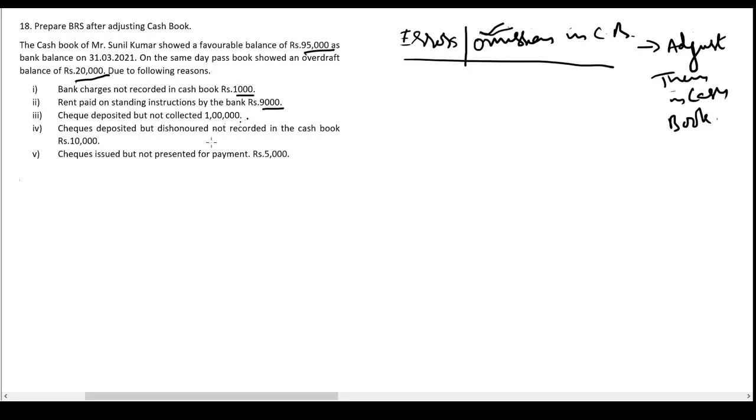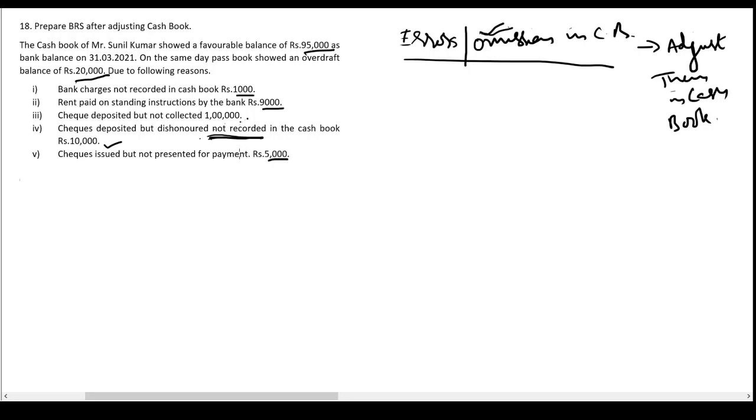Check deposited but dishonored, not recorded in the cash book. Again there is an error, or we can say omission. The dishonor has not been recorded in the cash book, so we can adjust it in the adjusted cash book method. Checks issued but not presented for payment, rupees 5,000. We have issued a check, we have recorded it in the cash book, but the creditors have not presented this check for payment to the banker. So we have to wait for the creditors to present this check to pass the entry in the passbook.